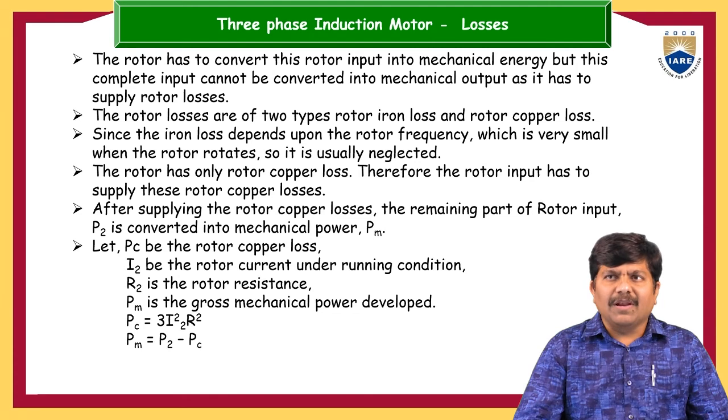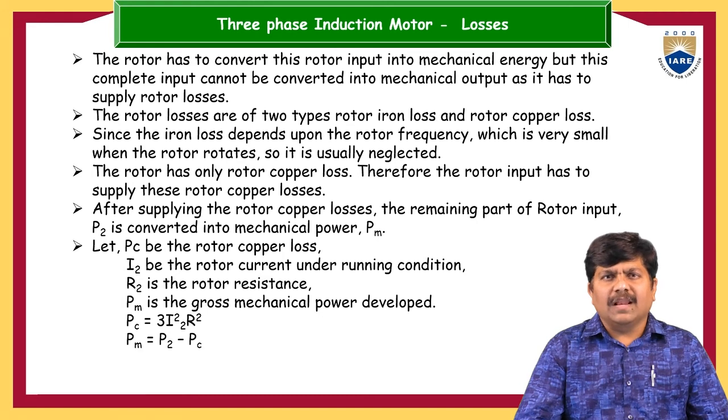After supplying the rotor copper losses, the remaining part of the rotor input P2 is converted into mechanical power, that is gross mechanical power, represented with P suffix small m. Let Pc be the rotor copper losses. Suppose I2 is the rotor current under running load condition and R2 is the rotor resistance per phase, then Pm is the gross mechanical power developed, and the rotor copper losses Pc is equal to, as there are 3 phases, 3 times I2 square into R2.